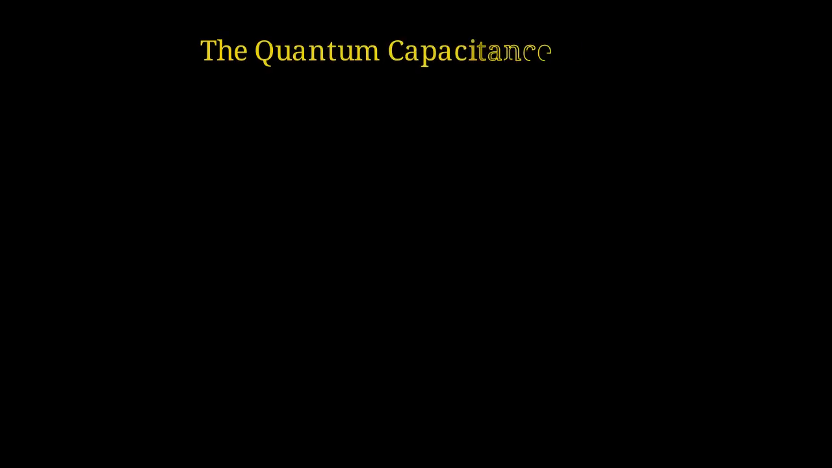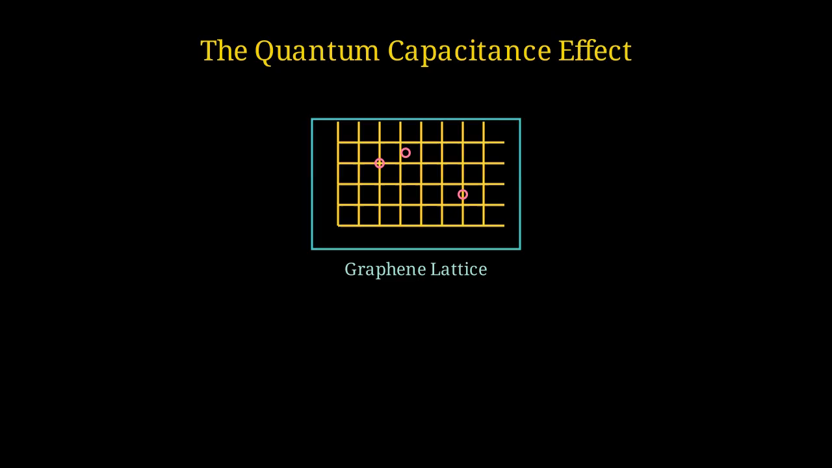Today we explore an exotic phenomenon in quantum physics, the quantum capacitance effect, and its potential for revolutionary energy storage. In two-dimensional materials like graphene, electrons behave in ways that challenge our classical understanding of capacitance.